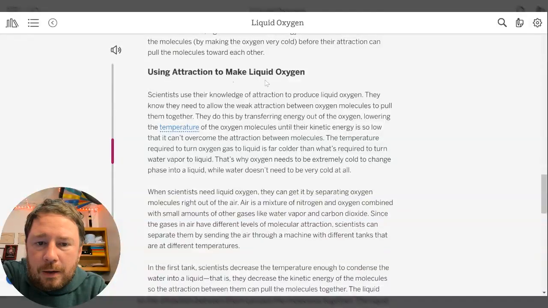Using attraction to make liquid oxygen. Scientists use their knowledge of attraction to produce liquid oxygen. They know they need to allow the weak interaction between oxygen molecules to pull them together. They do this by transferring energy out of the oxygen, lowering the temperature of the oxygen molecules until their kinetic energy is so low that it can't overcome the attraction between molecules. The temperature required to turn oxygen gas to liquid is far colder than what's required to turn water vapor to liquid. That's why oxygen needs to be extremely cold to change phase into a liquid, while water doesn't need to be very cold at all.